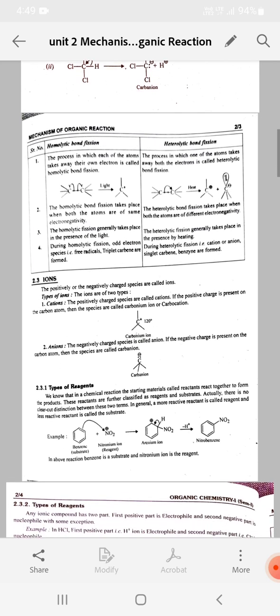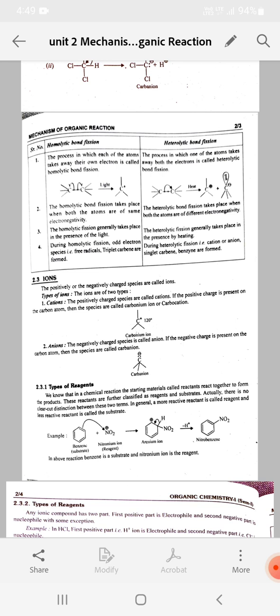Types of ions. The ions are of two types. First of all, cations. The positively charged species are also called cations. If the positive charge is present on the carbon atom, then the species is called a carbocation, and in the carbocation the bond angle is 120 degrees. Second, anions. The negatively charged species are called anions. If the negative charge is present on the carbon atom, then the species is called a carbanion.